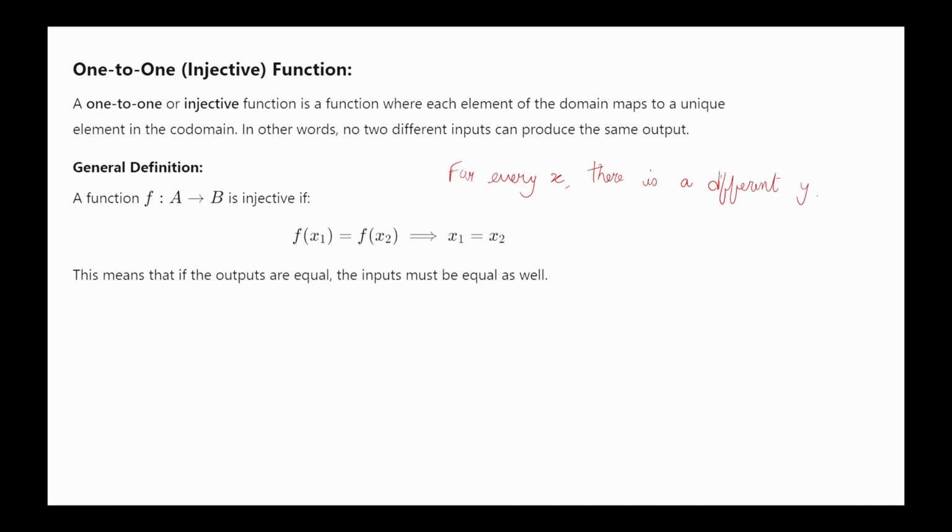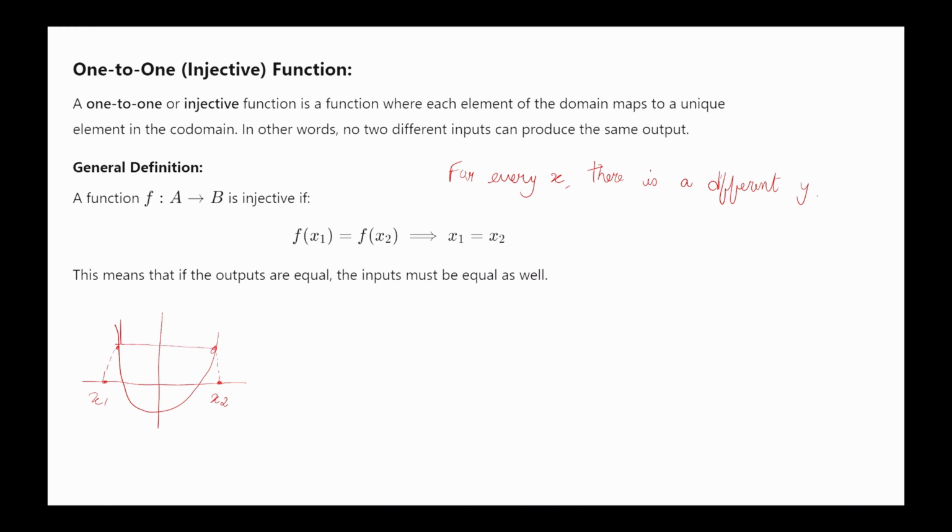That means for no two different inputs, two different values of x, I'm going to get a single value of y. So if I was to tell this to you with an example, let's say if I take any quadratic equation, for example, this is going to be my graph. So if I look at this value here, let's say this is my x2, and if I look at this value here, this is my x1.